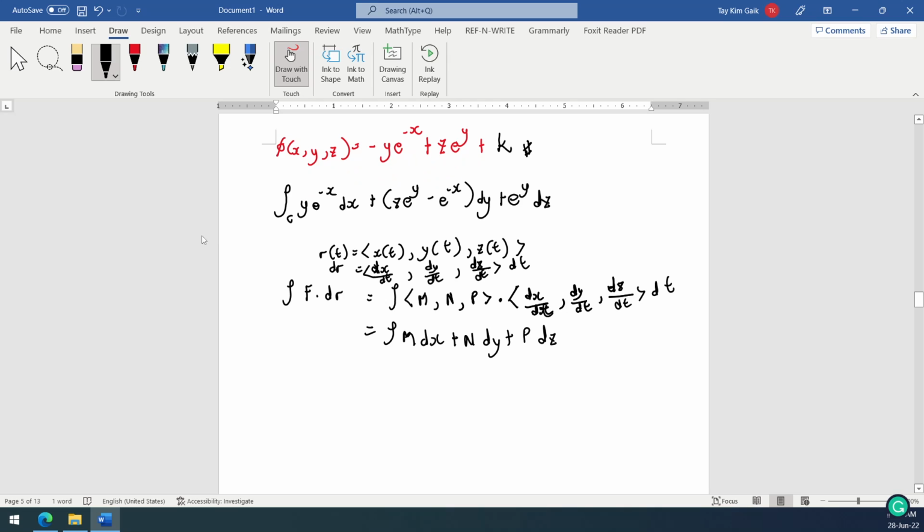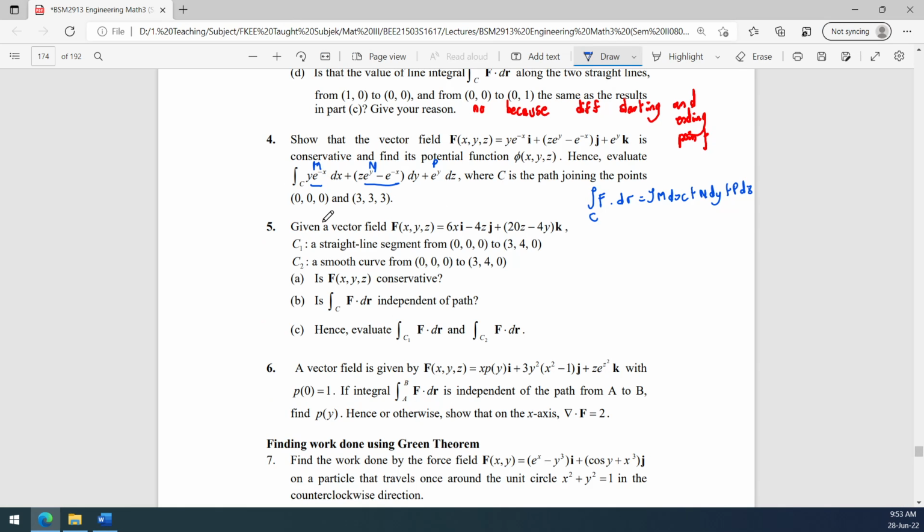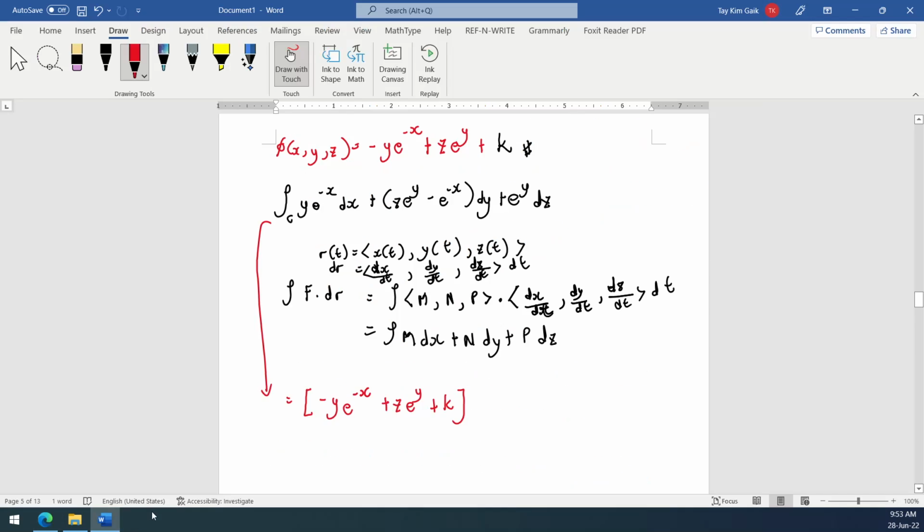So therefore we will use the potential function phi, which is negative y exponent negative x plus z exponent y plus k. Then if you evaluate the line integral of a vector field or the differential form, they are equivalent using potential function phi, and the starting point will be the lower limit. Starting point is 0 0 0, ending point is 3 3 3. Then you got 0 0 0 to 3 3 3.